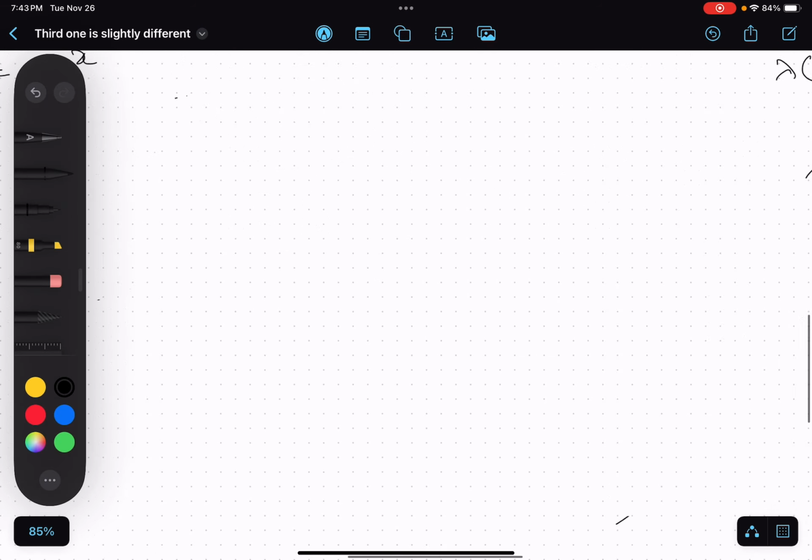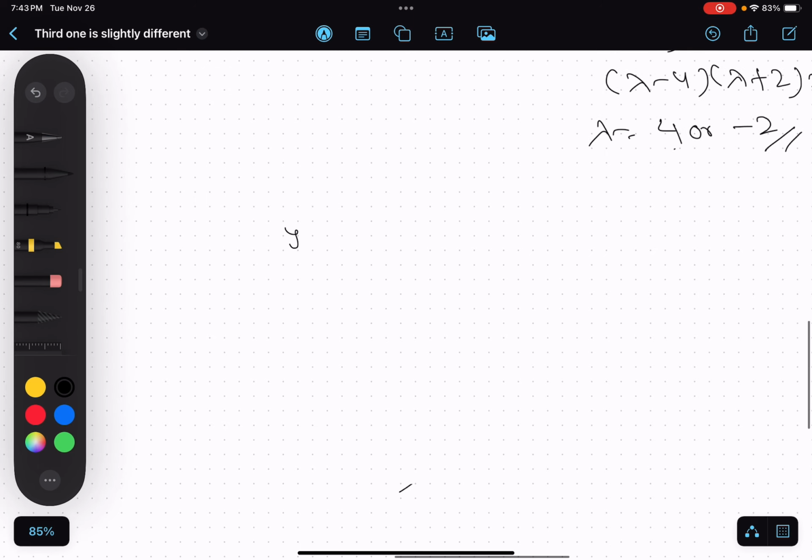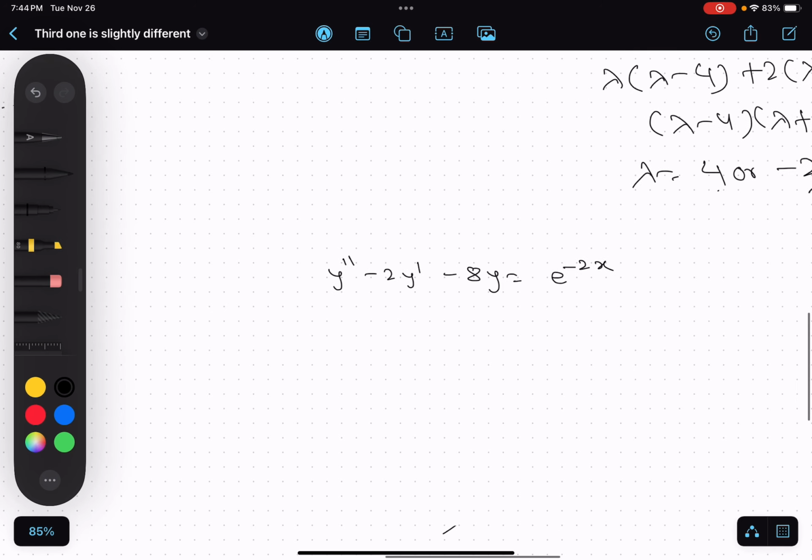y double dash minus 2y dash minus 8y is equal to e to the power minus 2x. And we already know that for the equation y double dash minus 2y dash minus 8y equals 0, the solution was c1 e to the power 4x plus c2 e to the power minus 2x, right? So we know this.